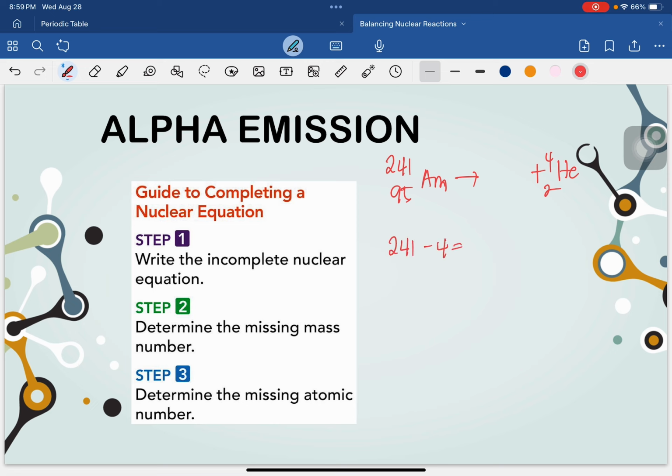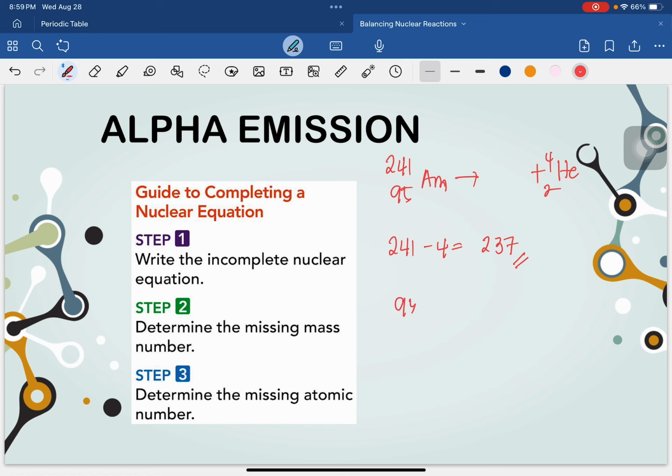Minus 4, that will be 237, I guess. And what do we do? We check it later on the periodic table. Since 237 is not our checkpoint, we can't just find a 237 mass number in the periodic table. Because, what I wanted you to remember is that the atomic number is the constant and it's the identifiable number in the periodic table.